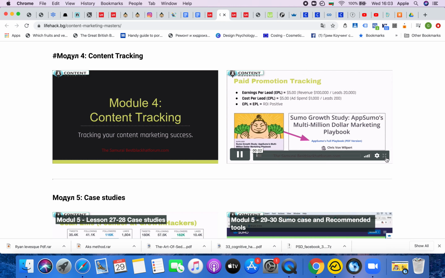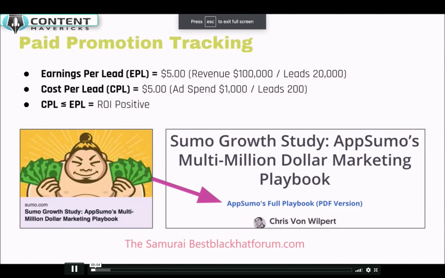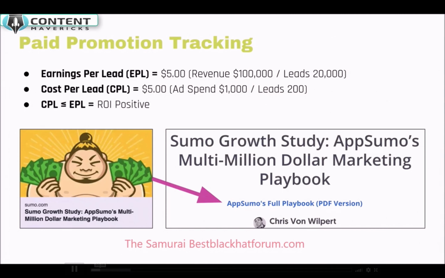When it comes to your paid promotion tracking, there's two metrics you want to know to make sure you're not wasting your money. Number one is earnings per lead. You can work out what this is by dividing your total revenue by your total number of leads. In this example, I have $100,000 revenue and 20,000 leads, so my earnings per lead is $5.